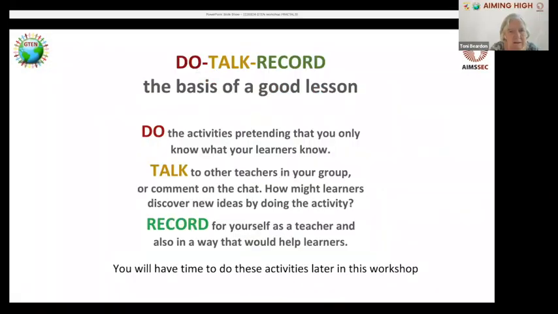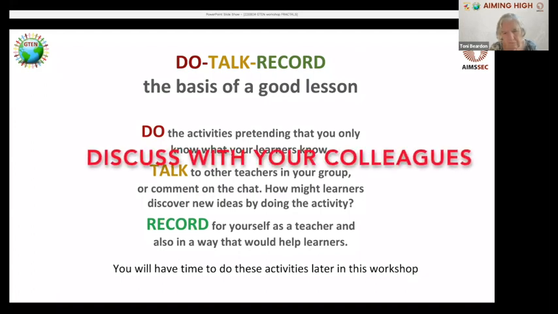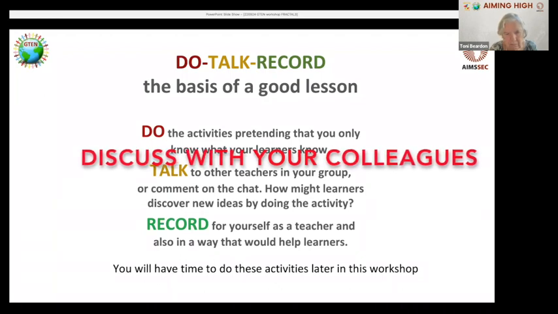We're using the do, talk, record principle. It's a solid basis for a great lesson. So you do the activity, which we're going to do today. So the learners do the activities either alone or in twos or in groups, depending. Then once they've done the activity and they've got a feel for it, they can talk together. You can ask questions. So we want you to talk to the other teachers, share ideas, and then you record it. You write it down.